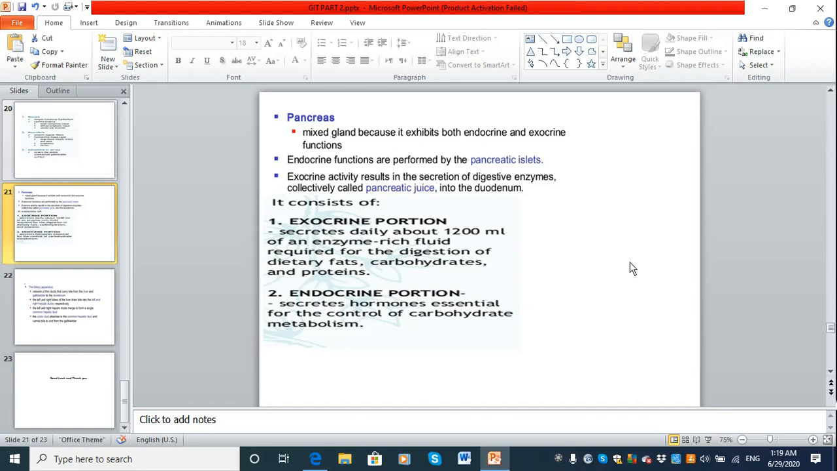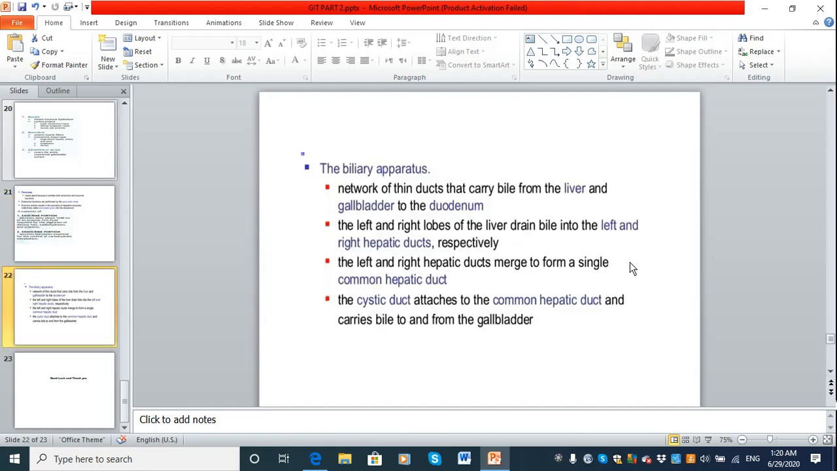Again, it consists of an exocrine portion that secretes about 1,200 ml of enzymes daily, which are very required in digestion of dietary fats, carbohydrates, and proteins, while the endocrine portion secretes hormones and is very essential to control the metabolism of carbohydrates.